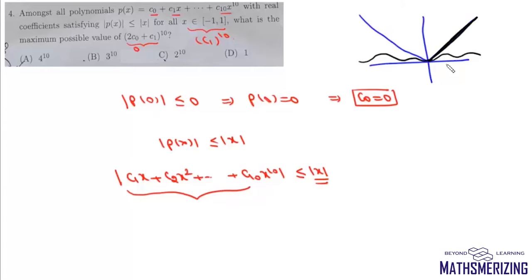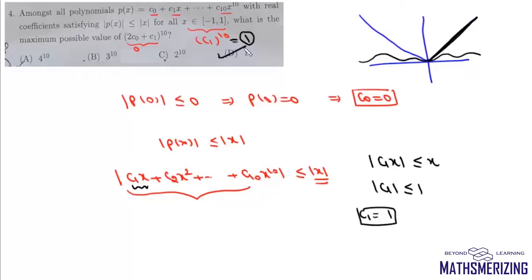That means this coefficient of x, which is C1x, mod of C1x will always be less than or equal to mod x. From here we'll get this condition that mod of C1 is always less than or equal to 1. Now here the maximum possible value of C1 is 1. Now if we take the maximum value of C1, this value will be simply 1 to the power 10, which is 1. So the answer to this question is option D.